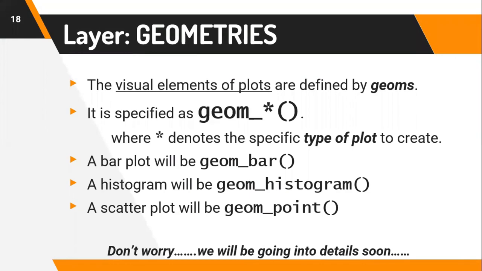So the geoms are specified as the geom underscore, then the type of plot that you want to create. So for instance, if you wanted to create a bar plot, then it will become geom bar. If you wanted to create a histogram, it becomes geom histogram. If you wanted to create a scatter plot, it becomes geom point. So don't worry, we'll be going into details very soon.